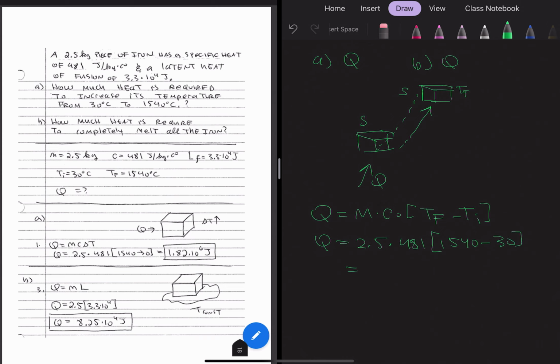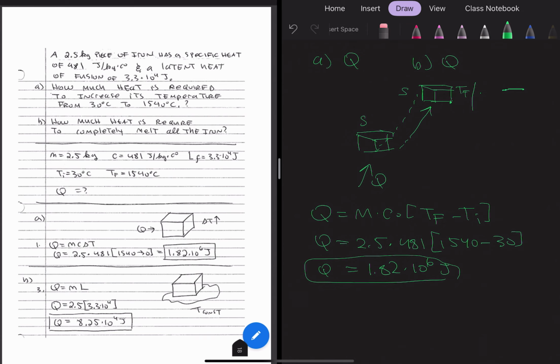So that should give you about 1.82 times 10 to the 6 joules, or about 2,000,000 joules of heat. So that's how much heat it takes to heat up iron to the point where it's right before it starts to melt.